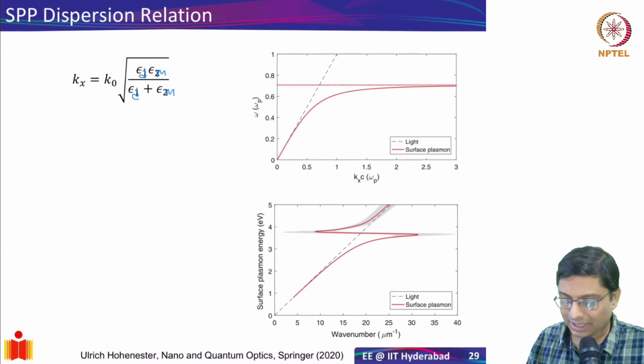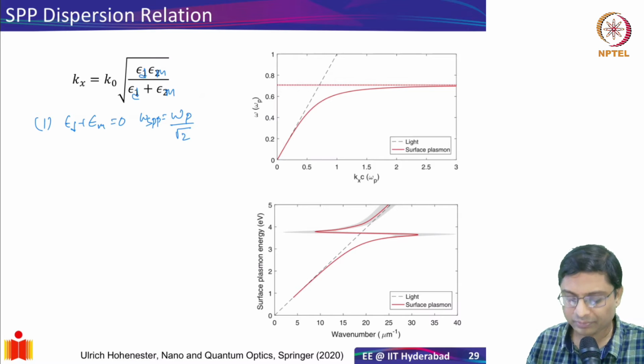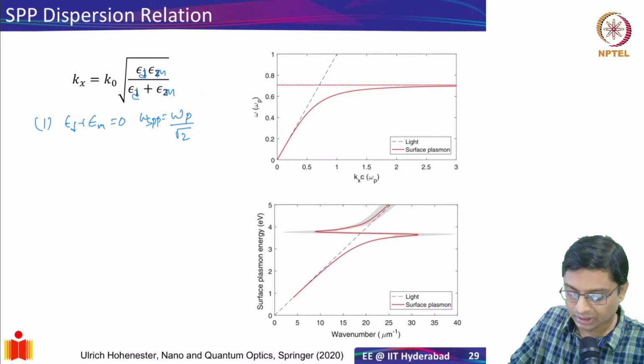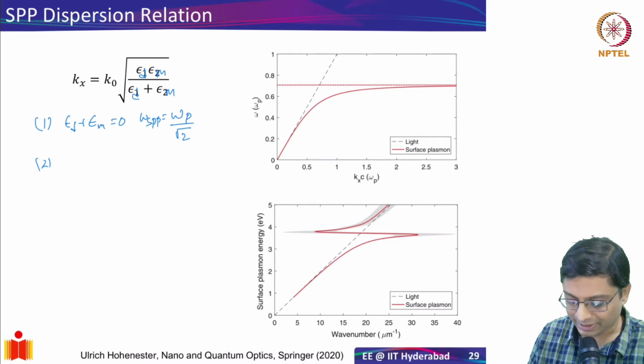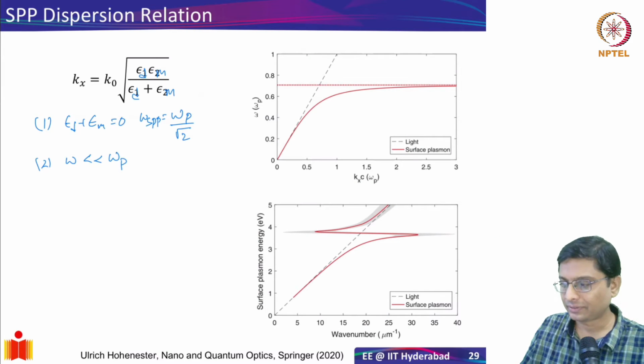Okay, first of all, at first case, epsilon d plus epsilon metal equal to 0, we saw what it is. Omega equal to omega SPP. Sorry, omega SPP equal to omega p by root 2. The plasmon resonance and very strong confinement of electric field of the wave. Okay. Now let's take another situation, second one, wherein I'll take omega much smaller than omega p. What do you think will happen? Any guesses?